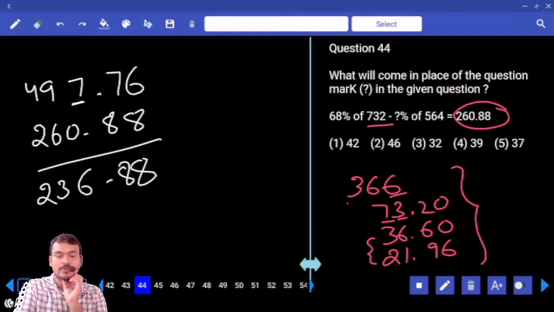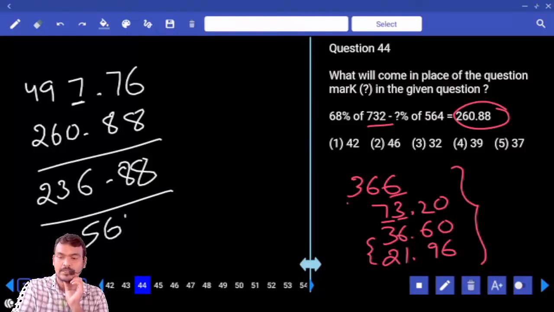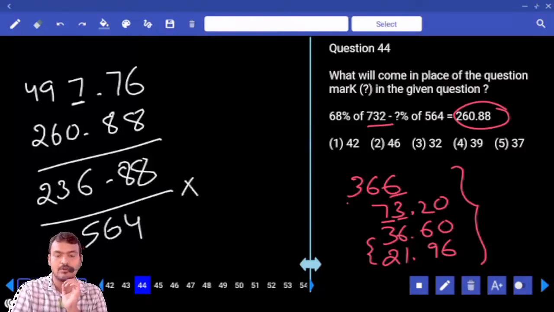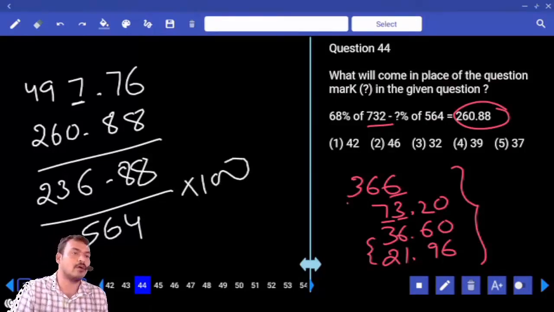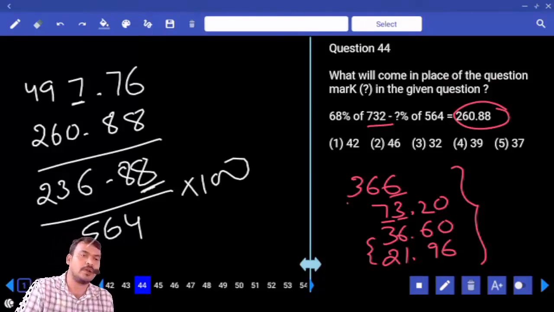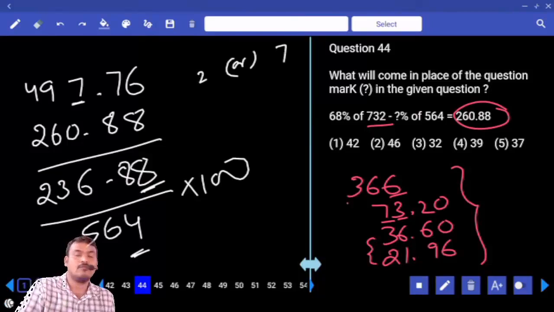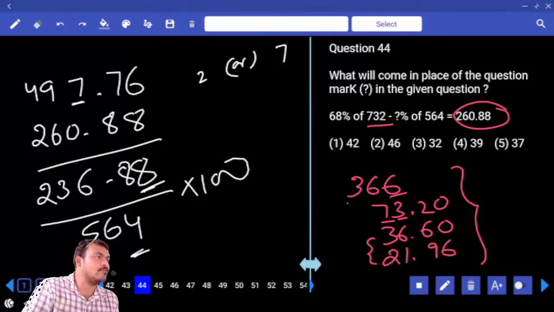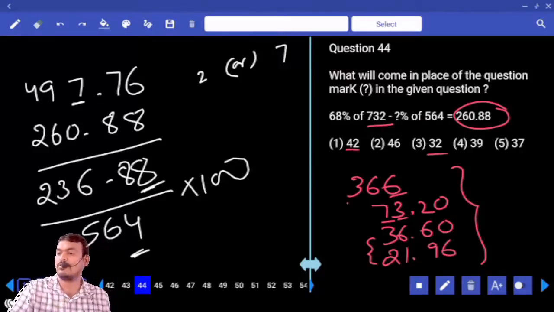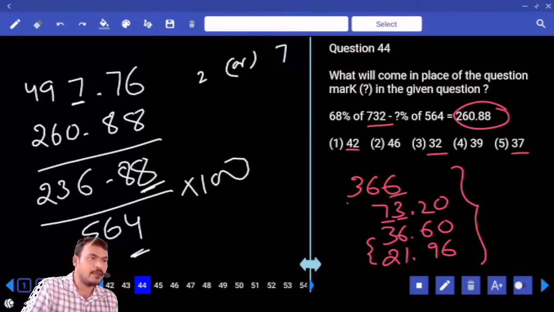236.88 is what percent of which value? 564. Converted to percentage or not? Okay. What is the units position? Numerator 8. Denominator 4. How many options are ending with either 2 or 7 or not? 4 2s are how much? 8. 4 7s are 28. How many options are ending with 2 or 7? 3 options or not? Okay.